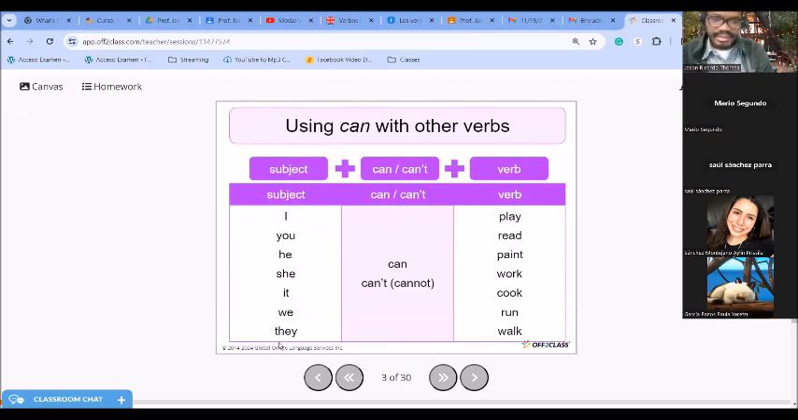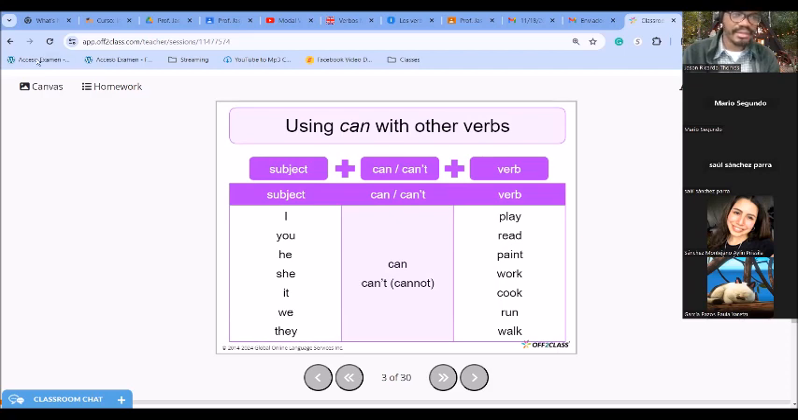That's your subject line. That's your affirmative or negative line. And your different verbs. Now remember, your subject line can be any person, place, or thing, or a pronoun. And your verbs can be any verbs that you want. That shows ability. I can play, you can read, he can paint, she can't work, it can't cook, we can't run, they can't walk. Right? So that's the positive and negative forms of the verb.